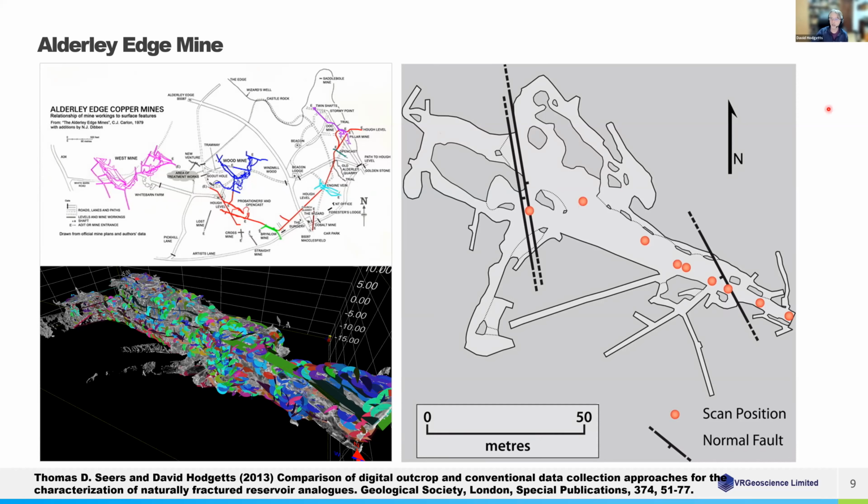So we carried the LiDAR down and we collected a set of laser scans throughout the mine, merged them together, and we were able to create a very nice 3D model of West Mine from which we were able to go in and interpret key stratal surfaces and make measurements on fractures.